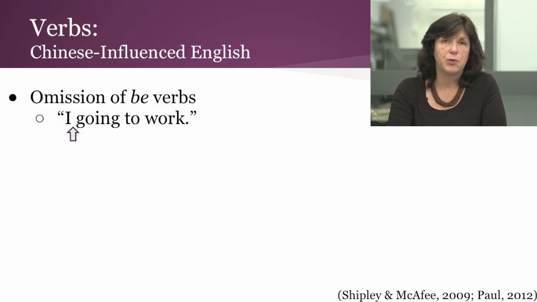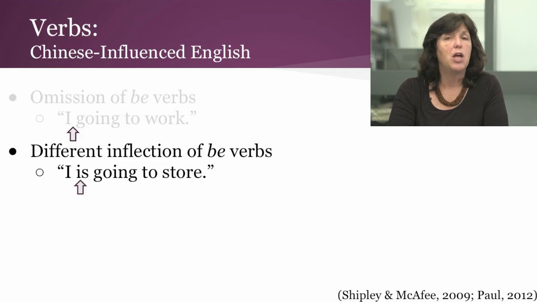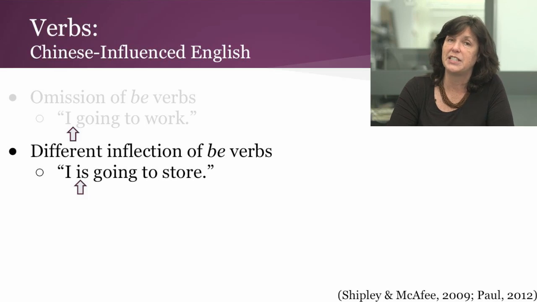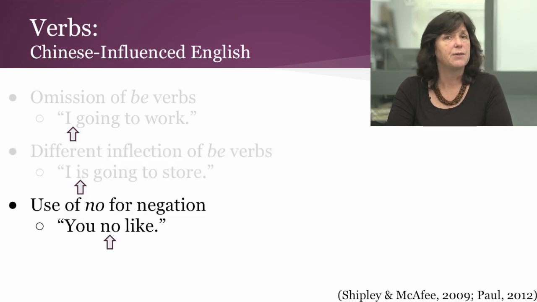Another feature of Chinese-influenced English is omission of be verbs, both copular and auxiliary. So in I going to work, the auxiliary be verb am has been omitted. Further, be verbs may be inflected differently. So in Standard American English, one would say, I am going to the store, but in Chinese-influenced English, another form of be might be used as in, I is going to store. Can you spot another dialectal feature in this utterance? Here we also have omission of the article before the noun store, which is another feature of Chinese-influenced English. There is also use of no for negation, as in, you know like.